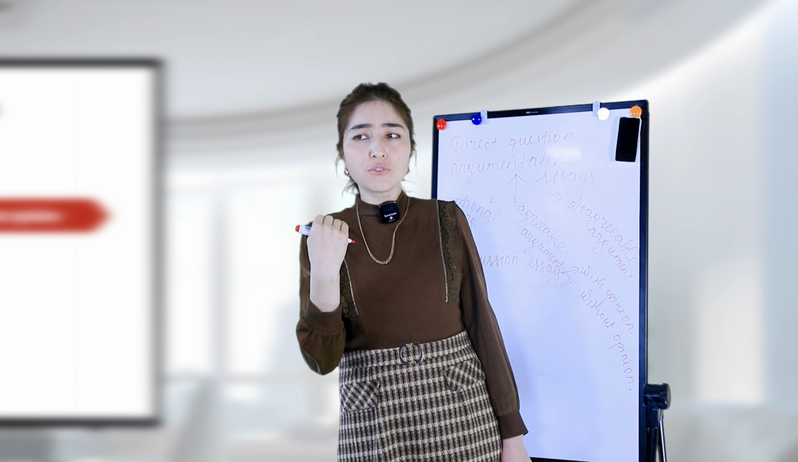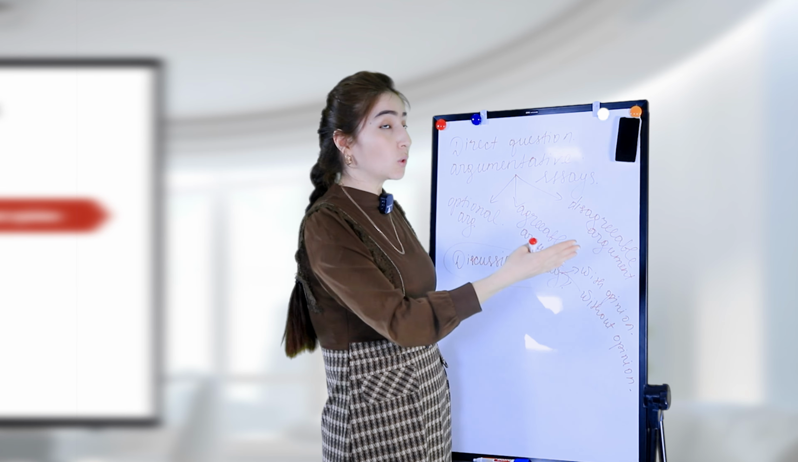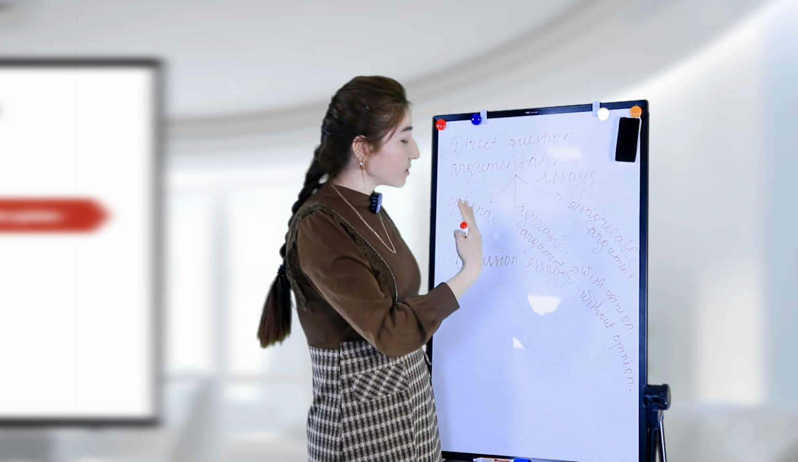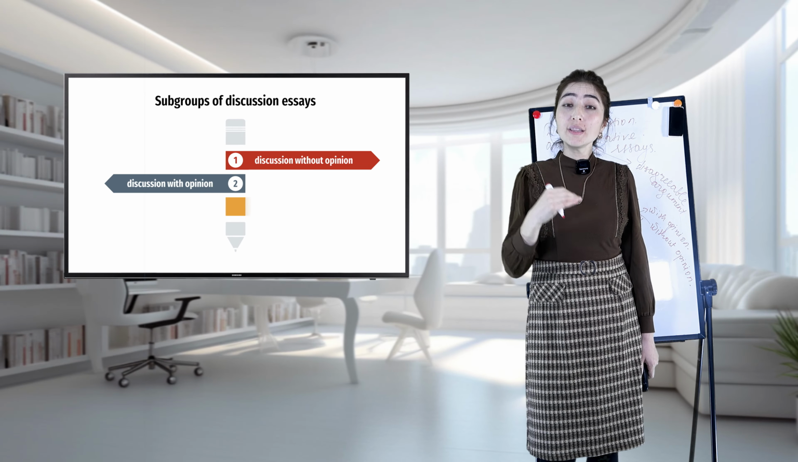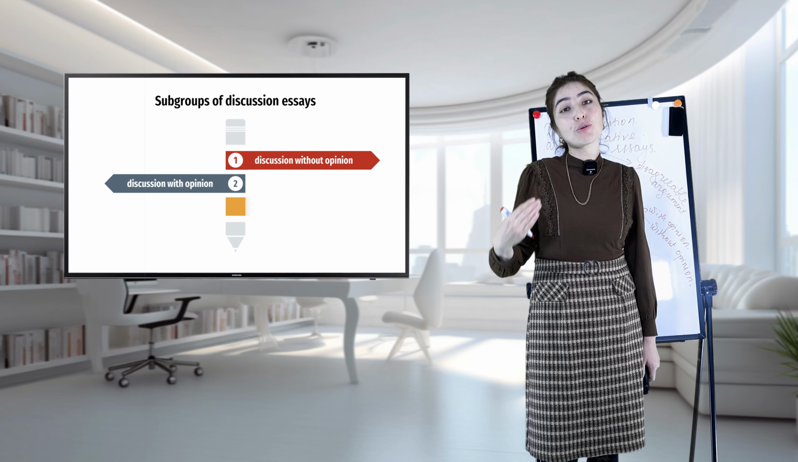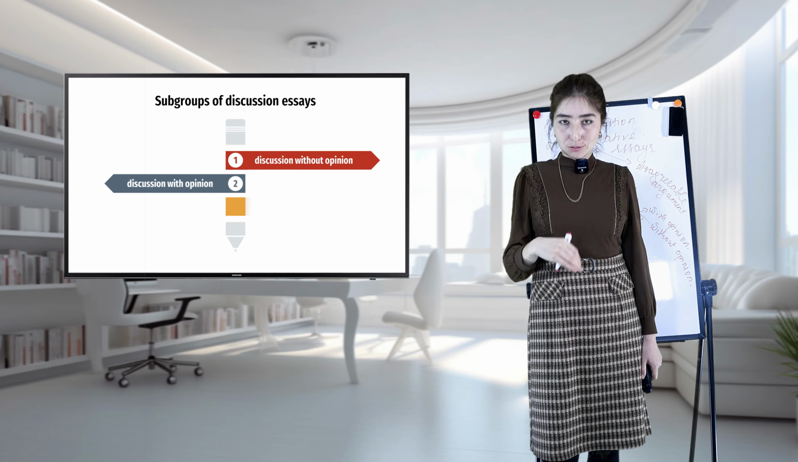So what is the main difference between writing a discussion essay with opinion and a discussion essay without opinion? For example, if you were asked to discuss both sides and give your opinion, in this case, in the introduction, you have the right to present your own idea. But if no one is asking you about your opinion, your own perspective cannot be presented in the introduction. You can present your own opinion, your own side, only in the conclusion part.